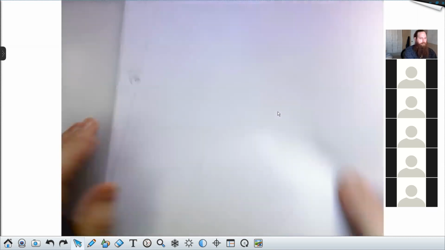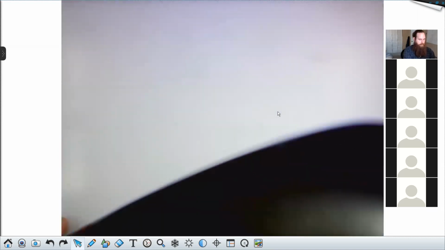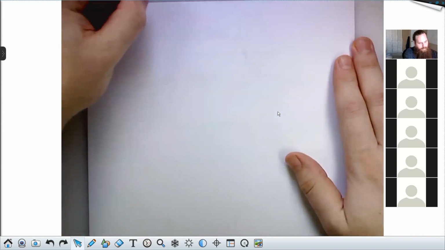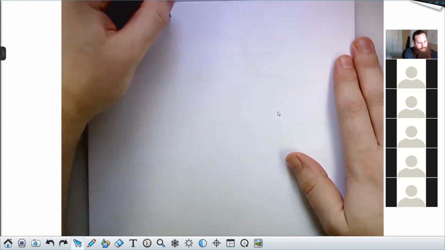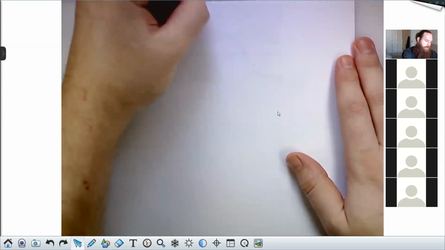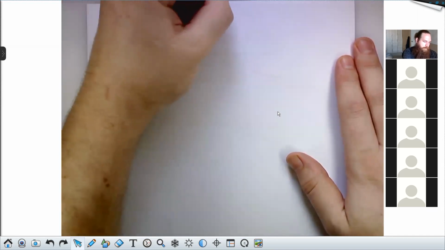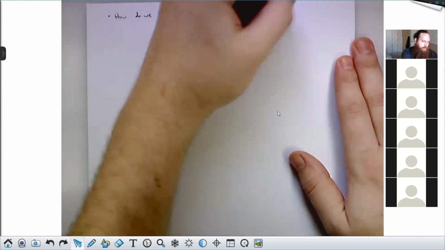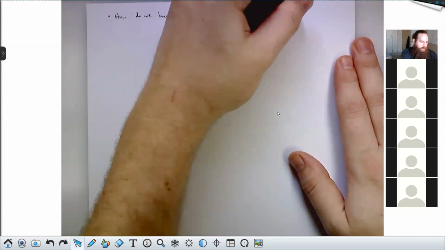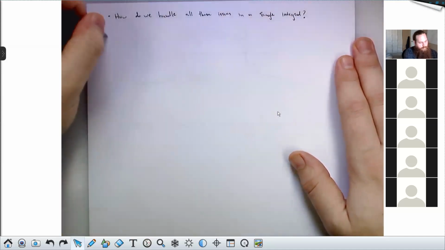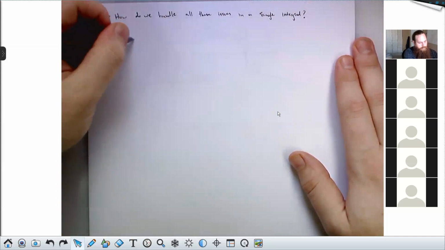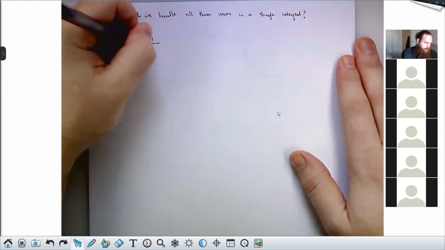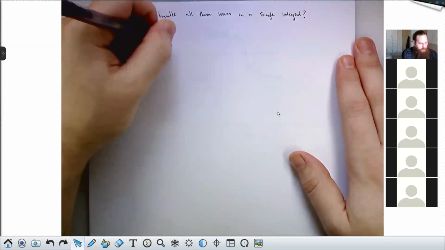This last thing I'm going to look at is how do we handle all this stuff together, in a single problem, in a single integral. And the best way to show this is through an example. So like the integral from -infinity to infinity of 1 over x plus 2 dx.